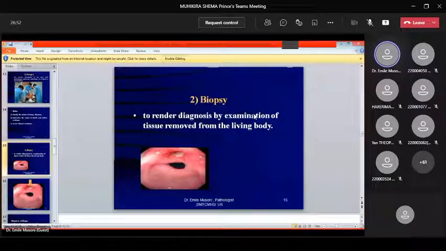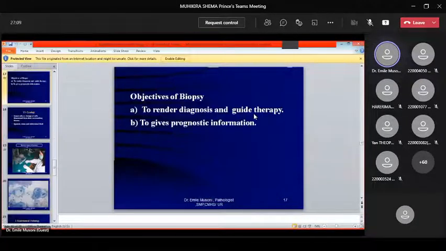So this one is an example of a biopsy. It is for rendering a diagnosis by examination of tissue removed from a living body. Biopsy is different from autopsy. Autopsy is from a dead body. Biopsy is from a living body. The role of the biopsy is to give the diagnosis, to guide the therapy, and to give the prognosis.